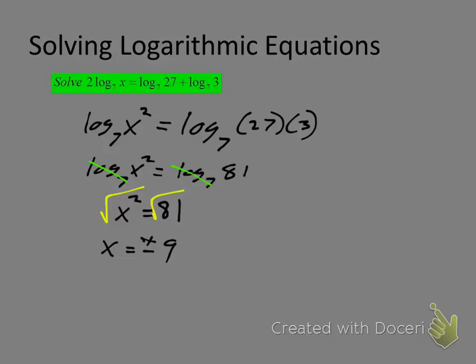You go back through and check them. When you plug the negative one in right here, you throw it out. So your only solution is x equals 9.